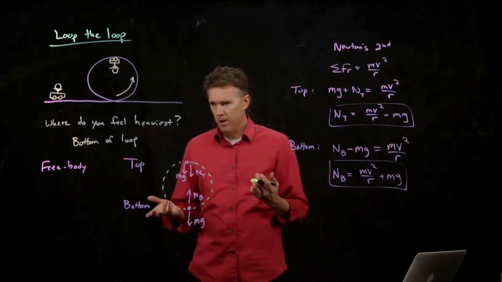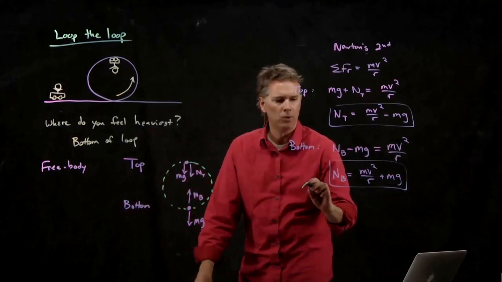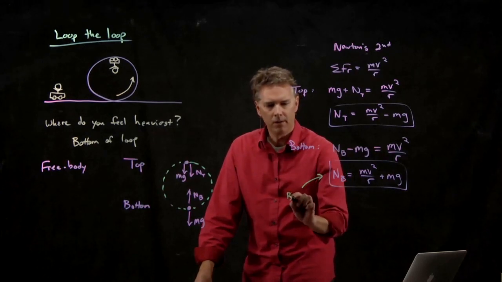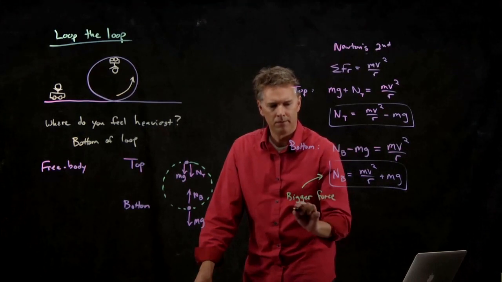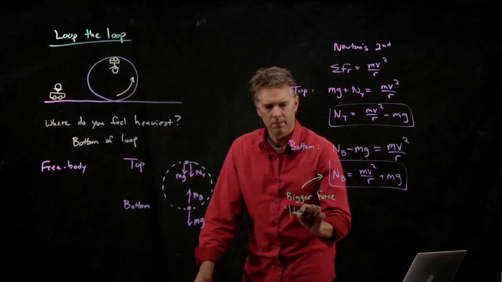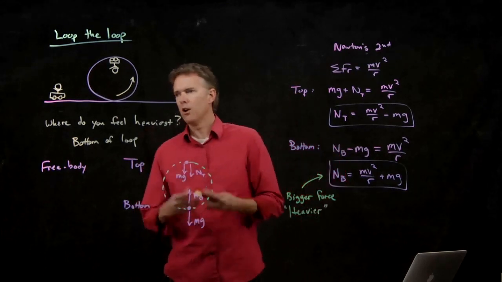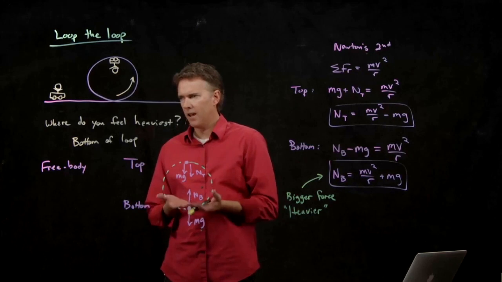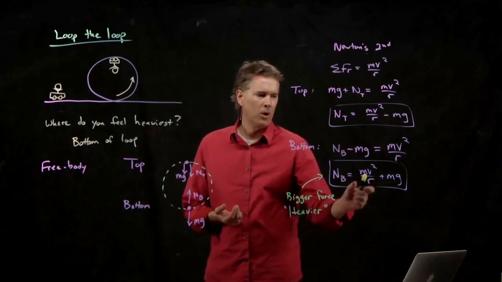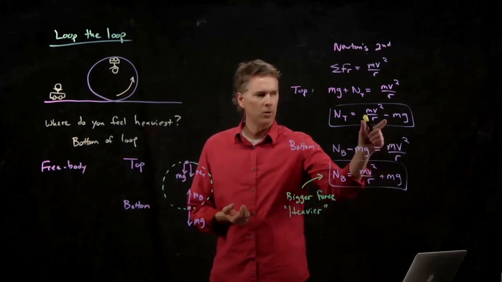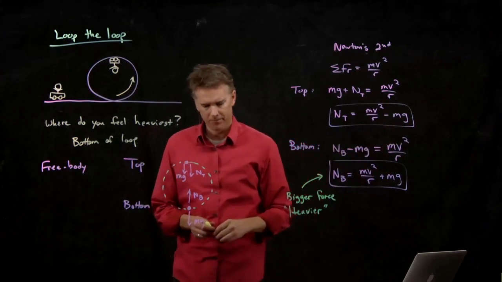So you guys were absolutely right. You are heavier at the bottom of the loop because that thing is bigger. If the normal force is bigger, that's what you're perceiving as your weight, and so you feel heavier at the bottom. We're adding two quantities here, whereas in the top one, we are subtracting the two quantities.